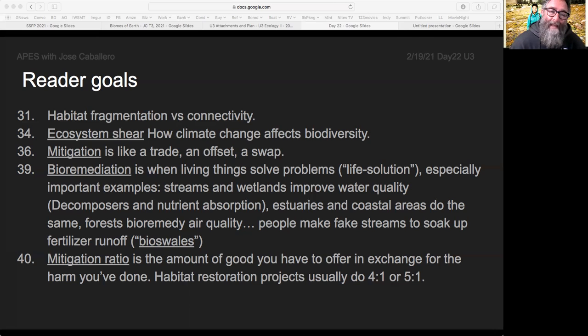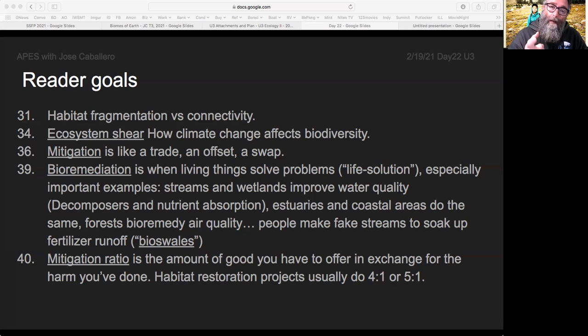Number 36, mitigation is a trade. You might have heard of carbon trade or carbon offset. It's when you do something beneficial to make up for doing something harmful. So for example, the Santa Barbara airport wanted to extend the runway into a creek. And they said, hey, California, am I allowed to extend the runway into the creek and reroute the creek? And California said, well, you're kind of messing up that creek. What are you going to do for California? And the airport said, well, how about I do a huge habitat restoration on all these other wetlands?